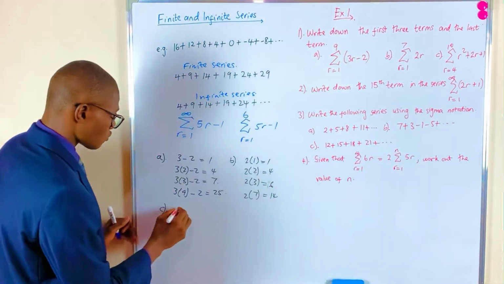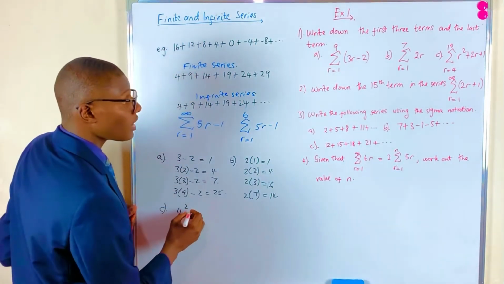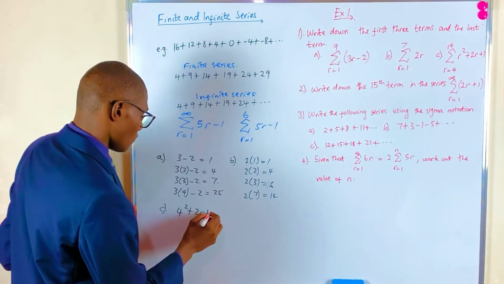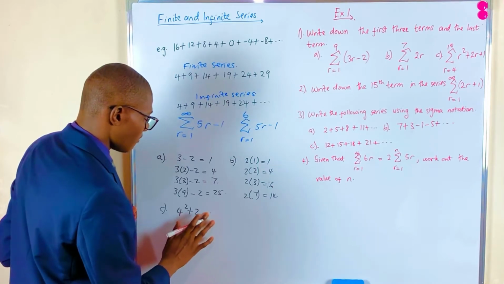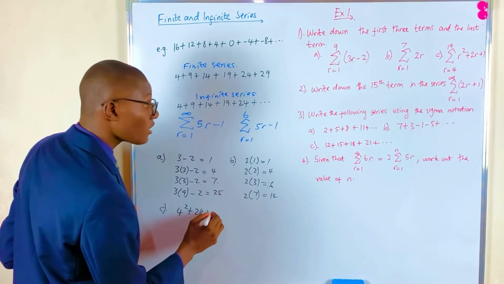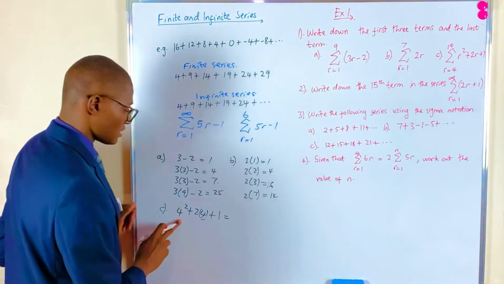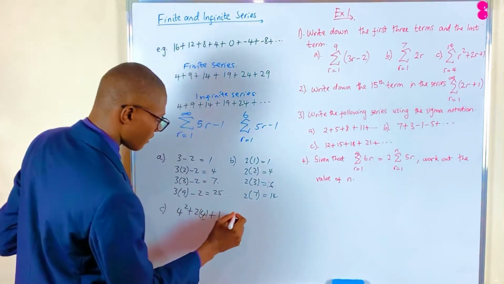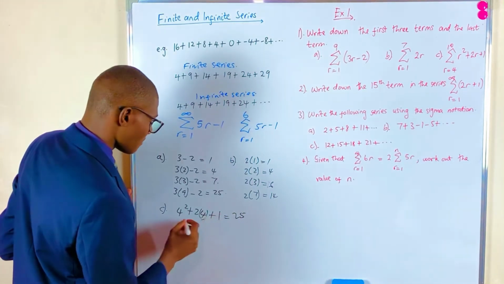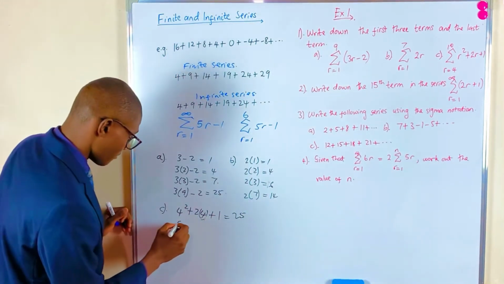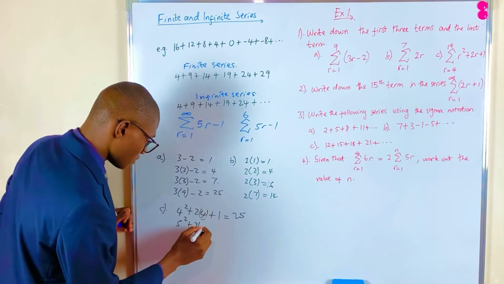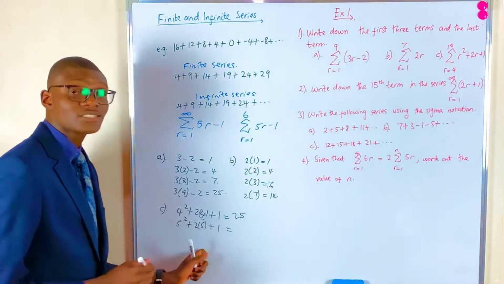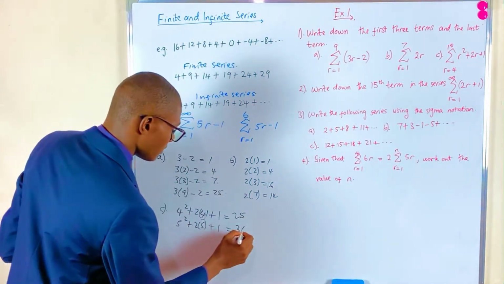So you're saying 4 squared plus 2r, that is 4 squared plus 2 times 4, then plus 1, which is 16 plus 8, 24, plus 1, 25. The second term shall be given when r is equal to 5, which is 5 squared plus 2 times 5 plus 1, which is 25 plus 10, 35, plus 1, 36.